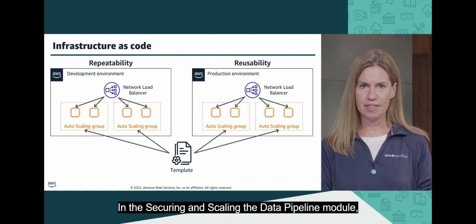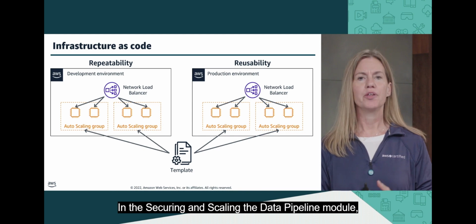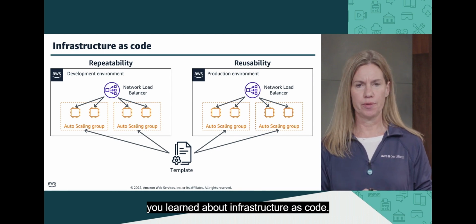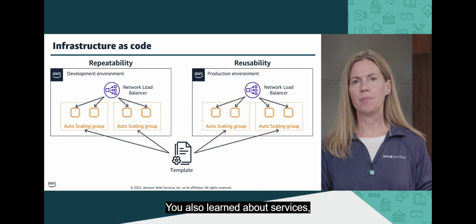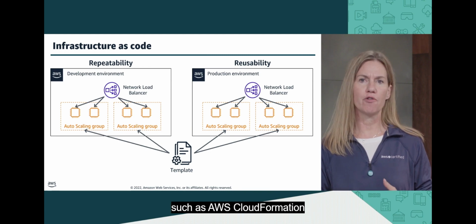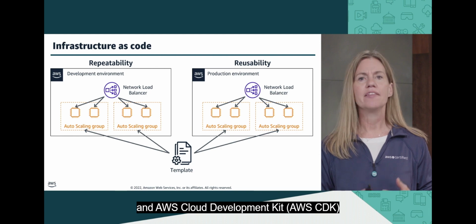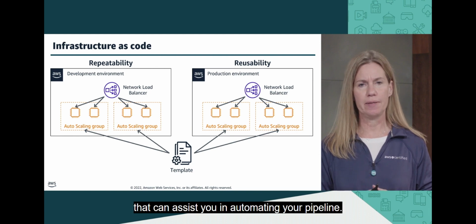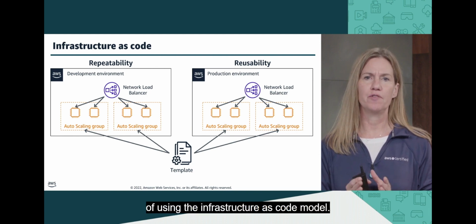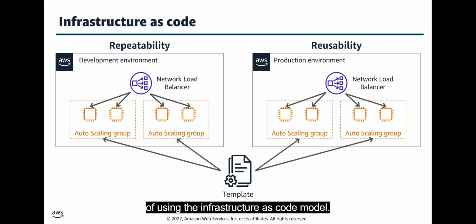In the Securing and Scaling the Data Pipeline module, you learned about infrastructure as code. You also learned about services such as AWS CloudFormation and AWS Cloud Development Kit, AWS CDK, that can assist you in automating your pipeline. Let's review some benefits of using the infrastructure as code model.